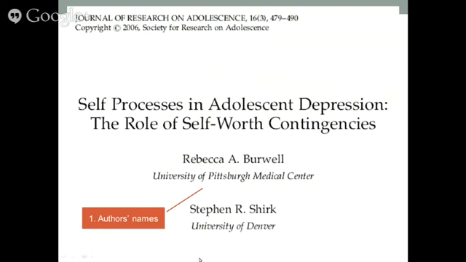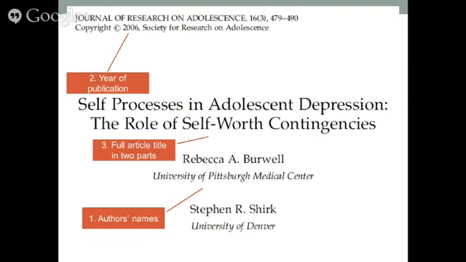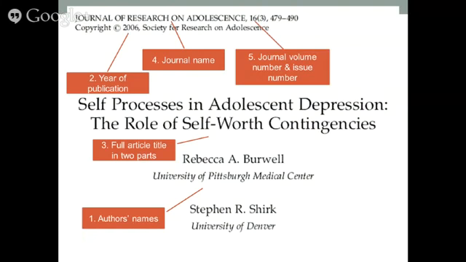So we have our author's names. We have the year that the article was published. We have the article title, which in this example is in 2 parts. We have the journal name. We have the journal volume number and issue number. And we have those first and last page numbers once again. So here's what this article's reference would look like.